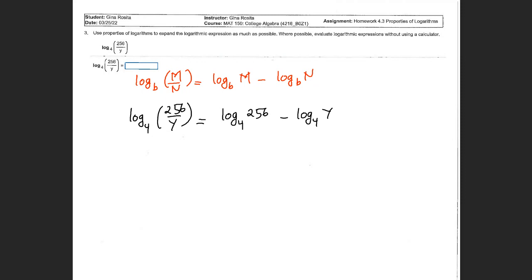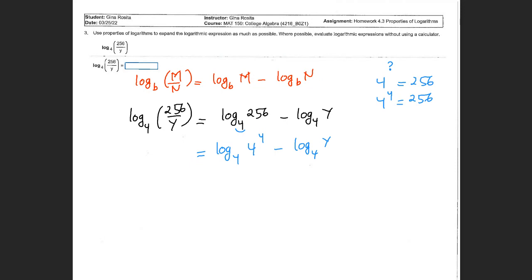Now we need to change 256. Look again over here, the base is 4. So try to find the exponent on 4 that gives 256. We get 4 to the 4th equals 256. So we change 256 to 4 to the 4th. So it equals logarithm of 4 to the 4th with base 4 minus logarithm of y with base 4.